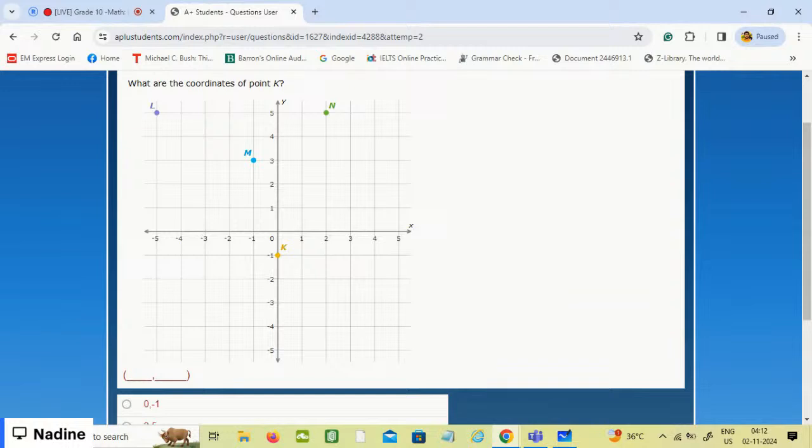K is on the y-axis. That means x is 0, y is -1. So 0, -1. The coordinates of the K are 0 and -1. Option number 1 is the correct option. That is 0, -1.